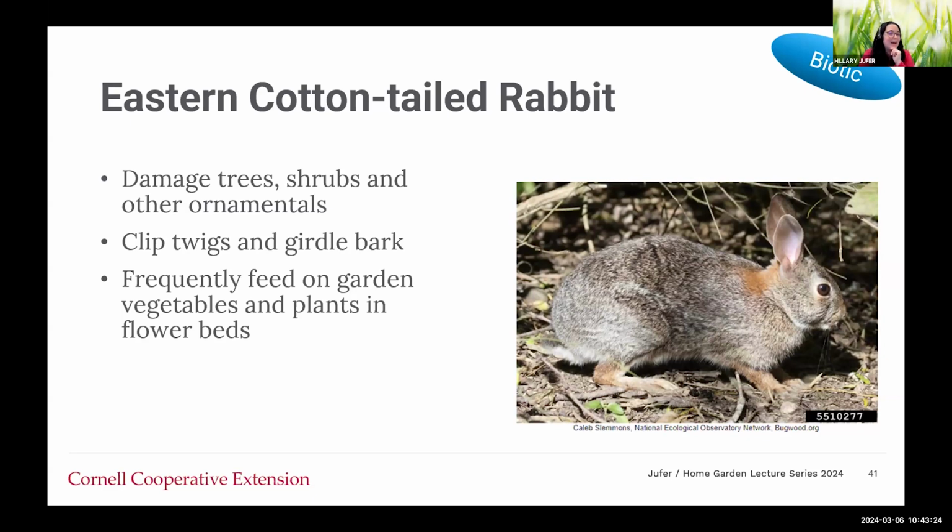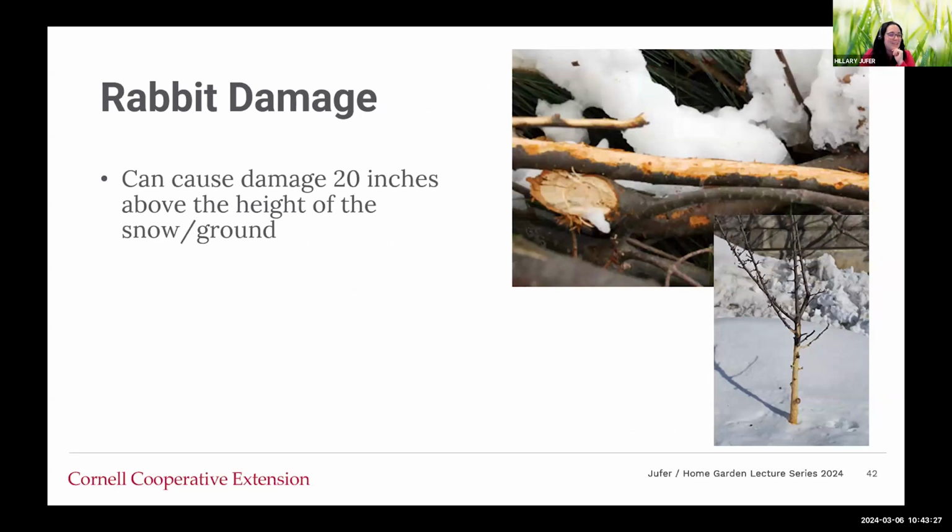So they are indeed out during the winter. Like I said, with the rabbit damage, you're going to see more of a 45-degree angle cut, and they can cause 20 inches of damage. So if you're going to have, again, 10 inches of snow potentially, whatever you're using has to go 30 inches up. So the 10 inches of potential snow and then 20 inches that a rabbit can get to. So you're talking about kind of high up.